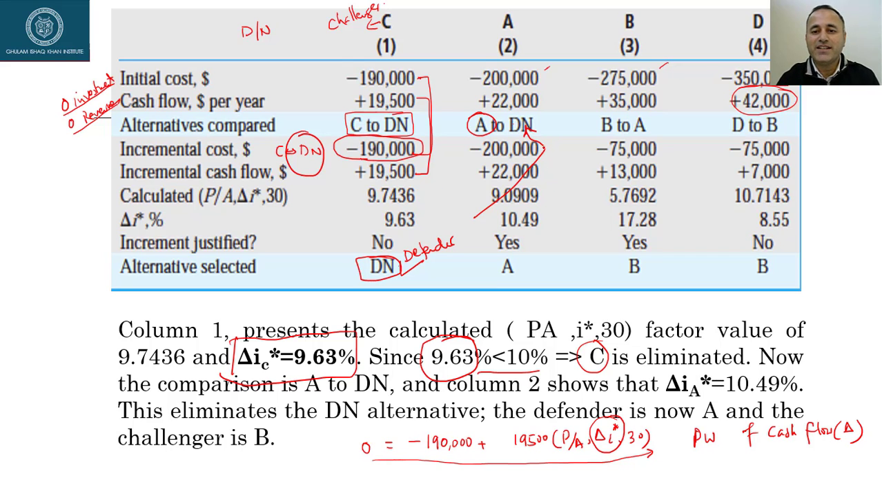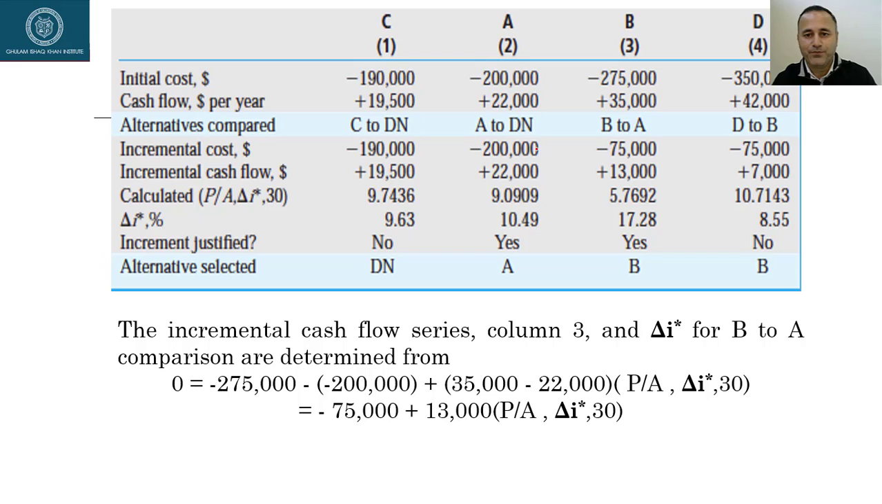I will do exactly the same calculation, and I will calculate the IRR of the incremental cash flows. I calculate that, and it turns out to be 10.49, which is greater than MARR. It means that A is justified. So I will choose A, and I will eliminate do nothing.